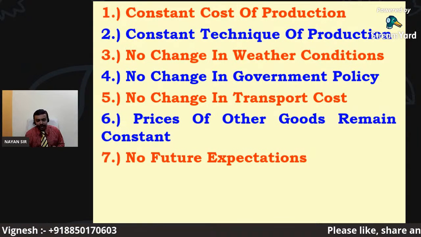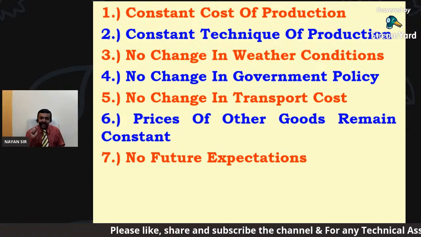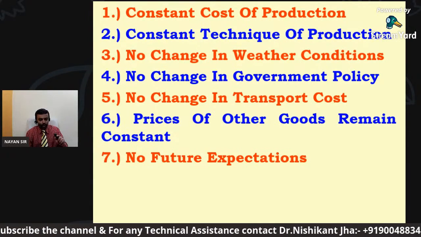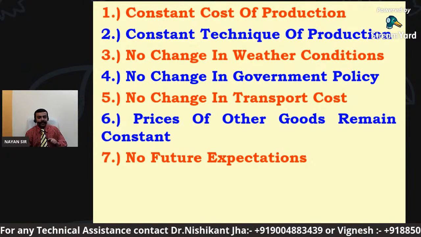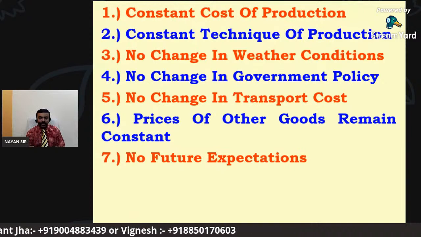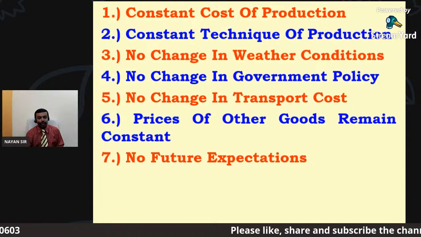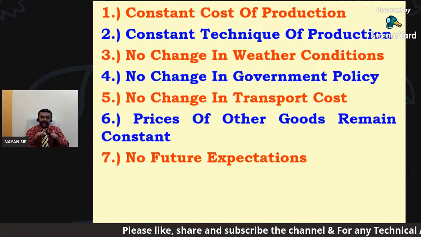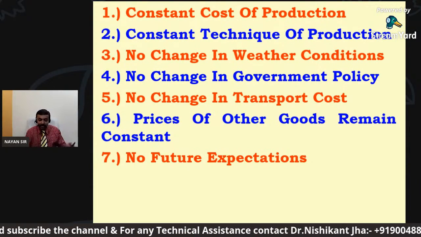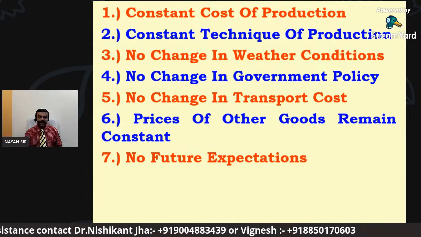Third point is no change in weather condition. It is assumed that there is no change in the weather condition. Natural calamities like floods, earthquakes, etc. may decrease supply. Fourth point is no change in government policy. It is also assumed that government policies like taxation, trade policy, etc. also remain unchanged. Fifth point is no change in transport cost. It is assumed that there is no change in the condition of transport facilities and transport cost. For example, better transport facility increases supply at the same price, friends.